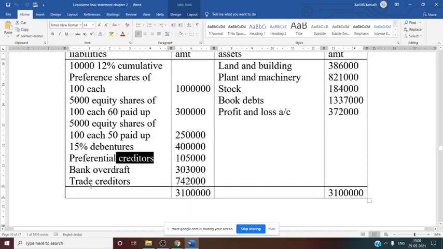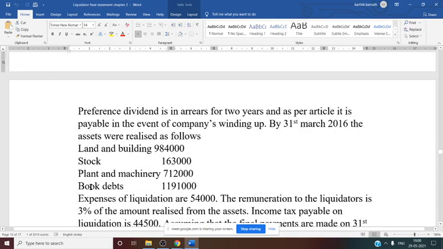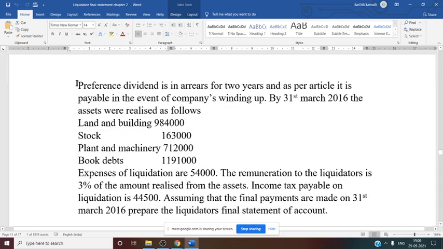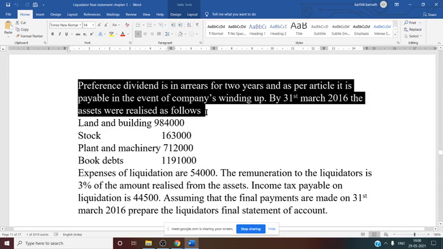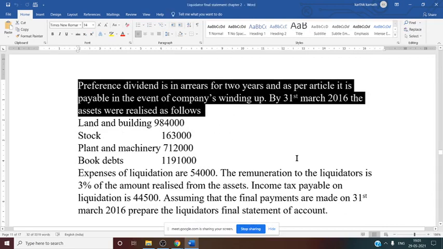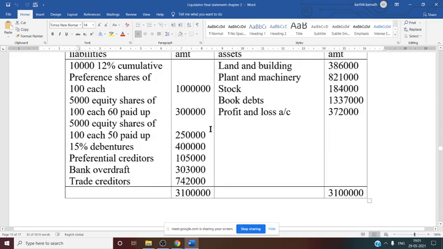Now next, below this you have to see the adjustments. There are several adjustments they have mentioned. One is preference dividend is in arrear for 2 years. That means preference dividend of 2 years is not paid, and it is payable at the date of winding up or company's closure. So how do we calculate arrears of preference dividend?